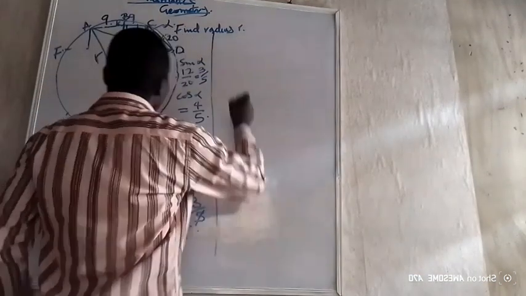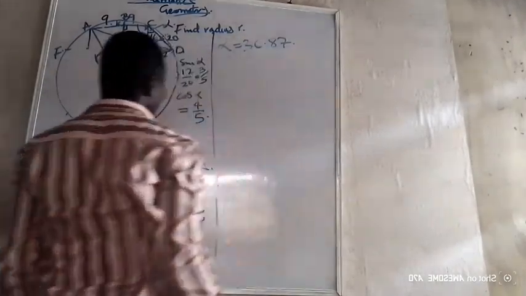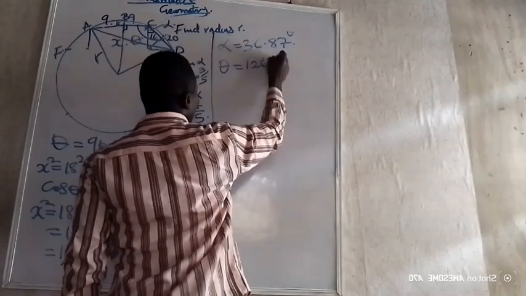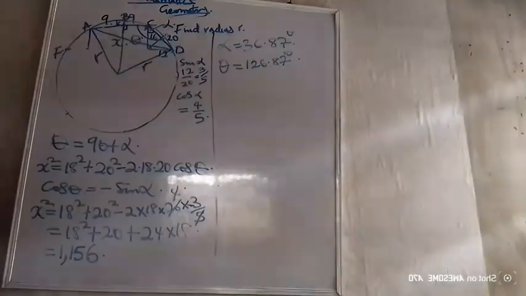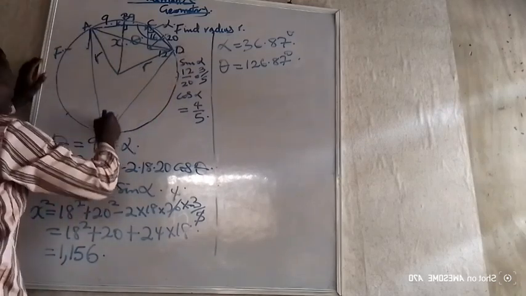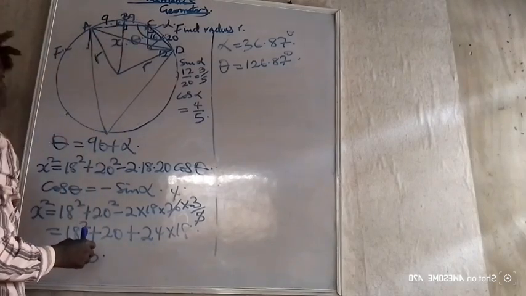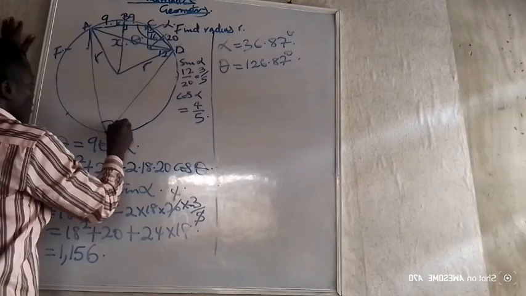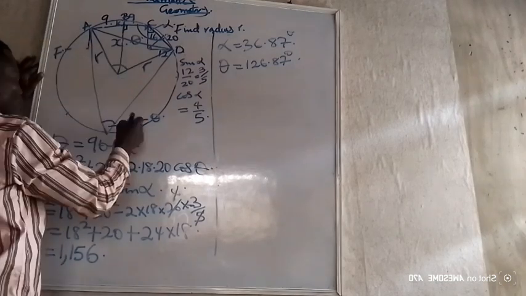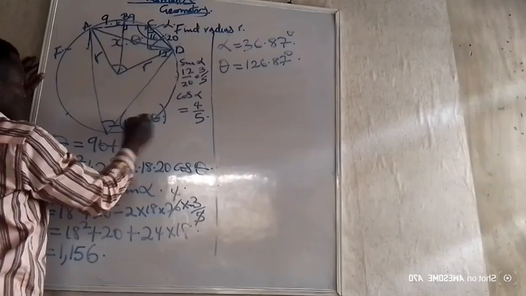So what further? We know that alpha from the table is 36.87 degrees. So theta is equal to 126.87 degrees. Now, please come back to this page. Let's draw this chord to intersect here. We know that the sum of this angle here and this one will give us 180 degrees. So let's call this one 180 minus theta. Let me call this one beta.